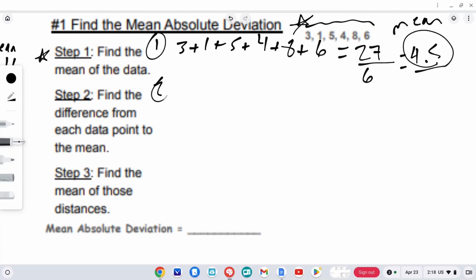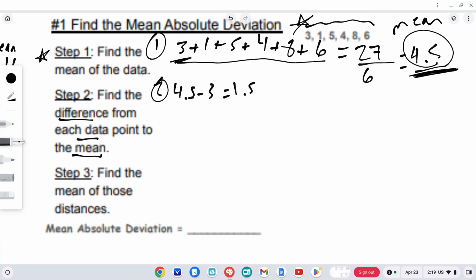Now I'm going on to step 2. Remember step 2, find the difference between each number and the mean. Okay, so I'm just going to go down my list. First number I see is 3. So I'm doing the mean, because that's the bigger number, minus the smaller number. So I'm starting with 4.5 minus 3.